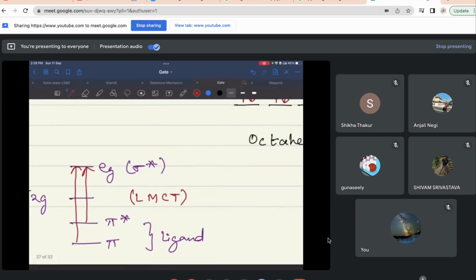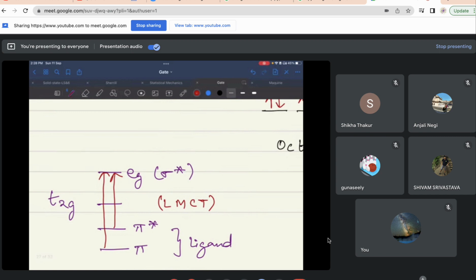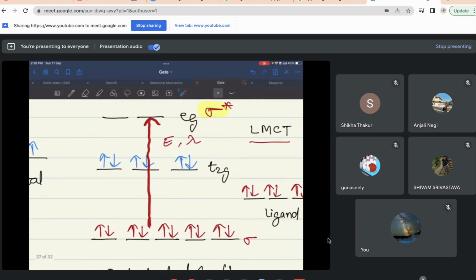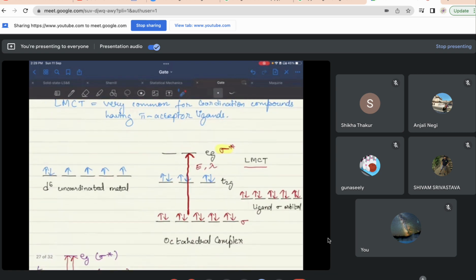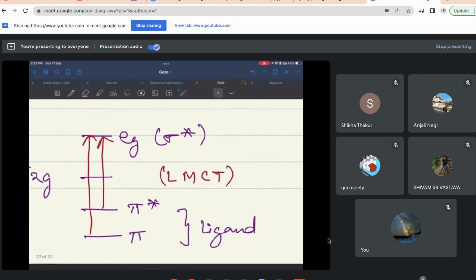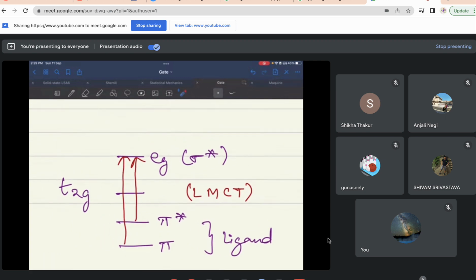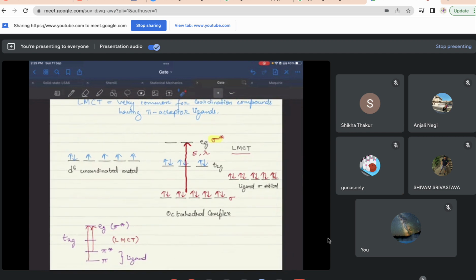Here you can look at this figure, where the t2g and eg come from the metal, and my eg acts as a sigma antibonding orbital here. Also, the transition I have shown here is from the sigma. It can actually take place from either sigma or pi to sigma antibonding or pi antibonding. For example, here the transition can take place even from the full pi orbital or full pi antibonding to the eg sigma antibonding, correct?